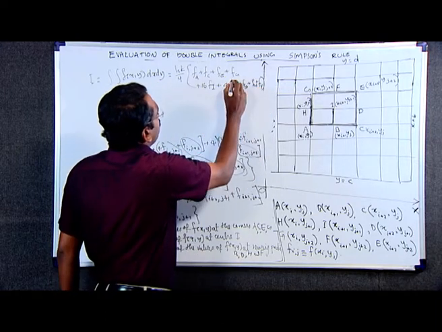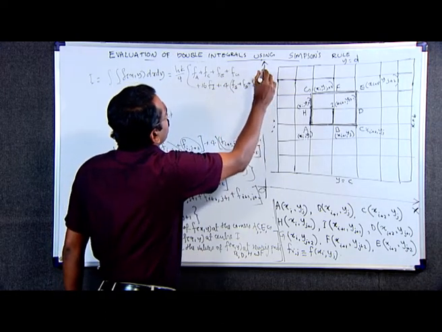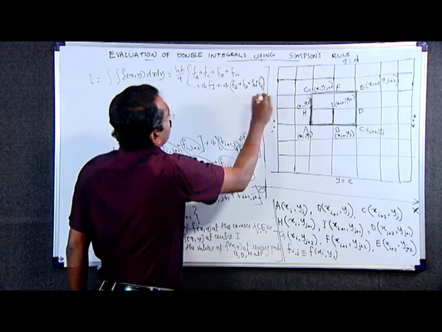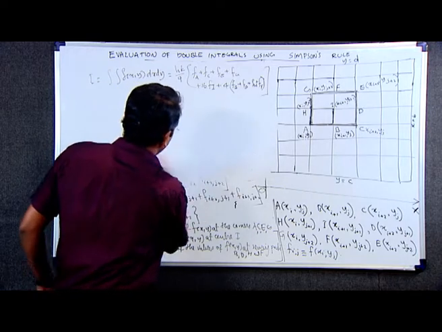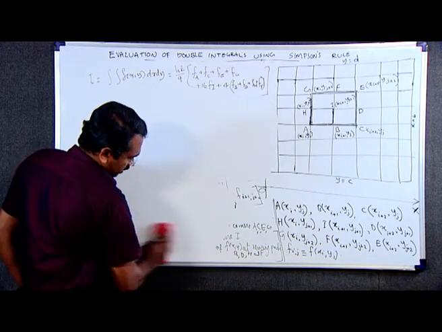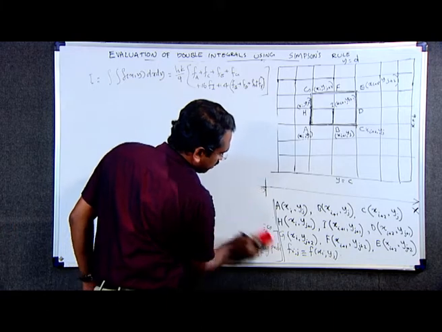4 into these values. Now consider one example to evaluate a double integral using the Simpson's rule of integration.